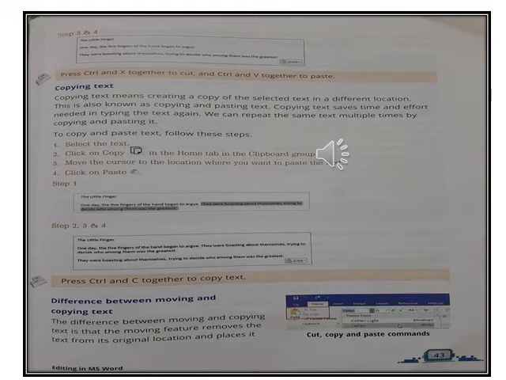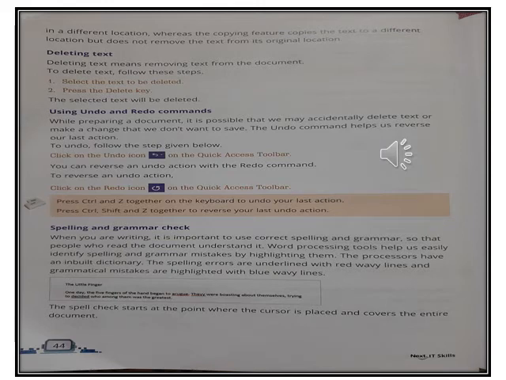Now difference between moving and copying text. The difference between moving and copying text is that the moving feature removes the text from its original location and places it in a different location. Whereas the copying feature copies the text to a different location but does not remove the text from its original location. So the moving feature removes the text from the original location and places it to a different and new location, but copying doesn't remove the text from original location.